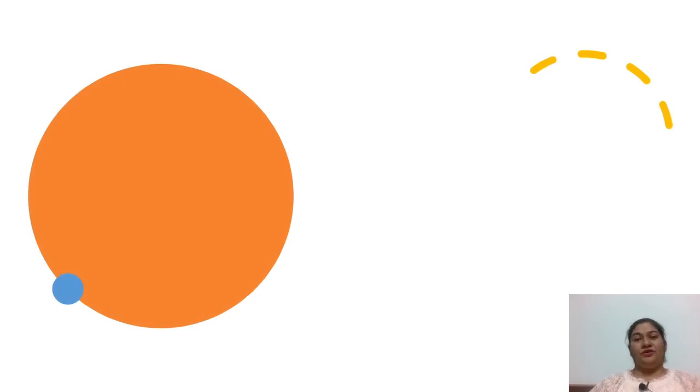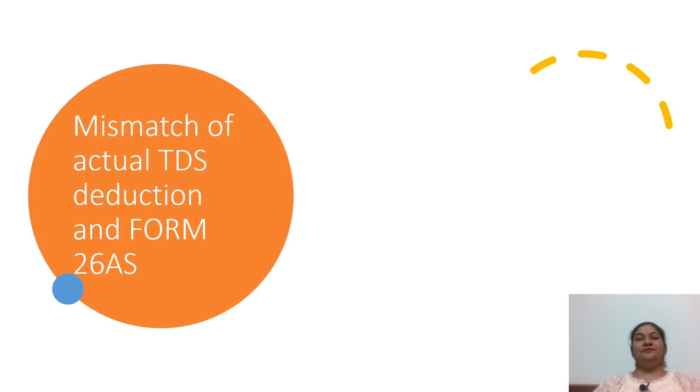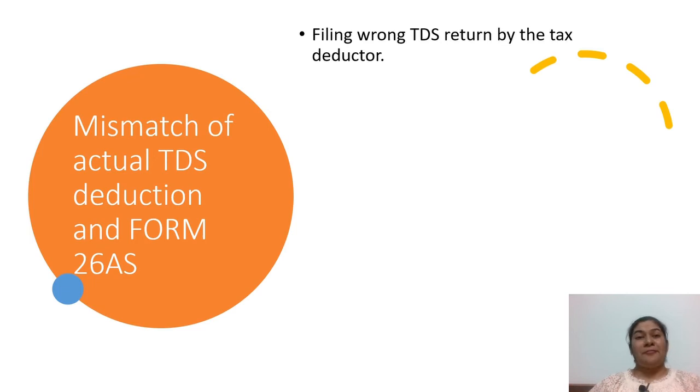You got all the details in 26AS, but after checking the 26AS report, you find out that there is a mismatch. The amount you receive, that is the tax calculation according to your receipts, and the tax deducted information in 26AS is not matching. So what can be the reasons?